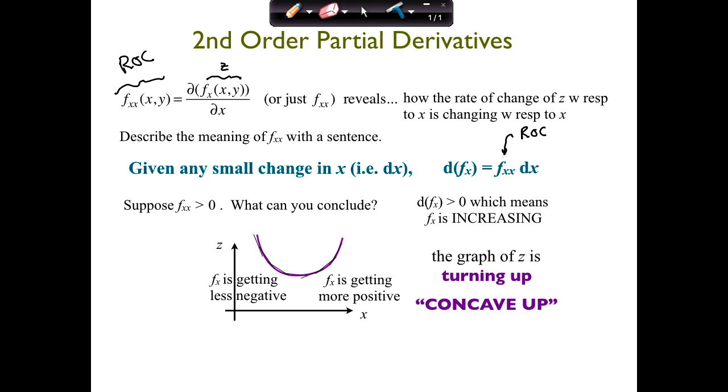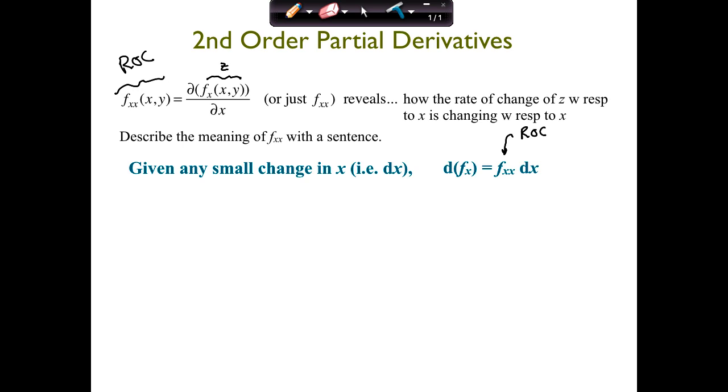This is how rate of change leads to concave up or concave down, right? The rate getting less negative or more positive means that you're turning upward, and that creates a concave up shape. All right, let's do it again.